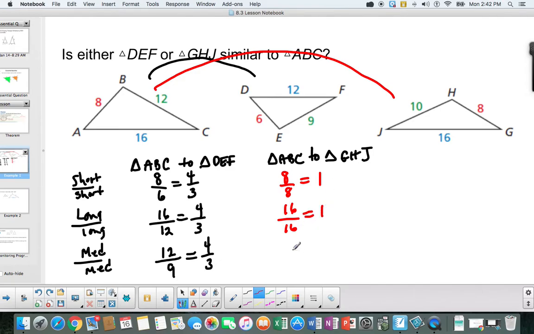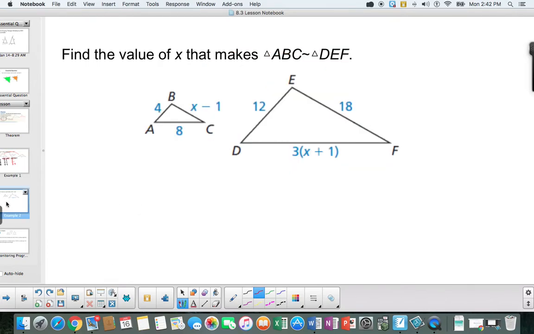Now I'm going to compare the medium, and the medium is 12 for this first triangle, and the medium over here in this triangle is 10, and here's where it fails. This is going to be 6/5. All the ratios have to be the same. So these two are not going to be similar, only these two right here. And that's how you find out, by comparing shorts with shorts, long side with long side, medium side to medium side.